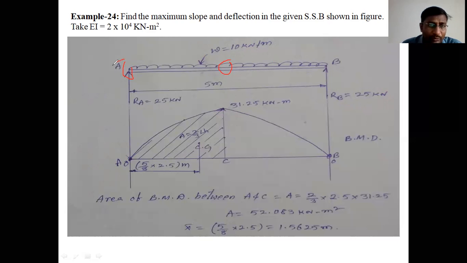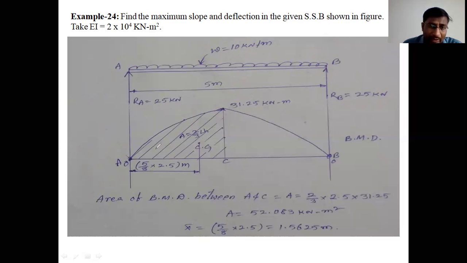If you want to find the slope at point A, you should consider the area between A and C. And if you want to find the slope at point B, you consider the area of the bending moment diagram between C and B. If you want to find the deflection at the center, you should consider either one side of the bending moment diagram, either between A and C or between B and C. So this is the shaded area.